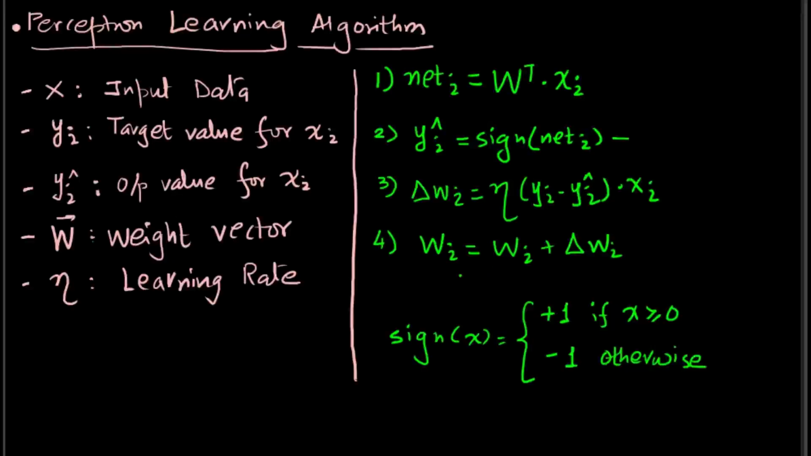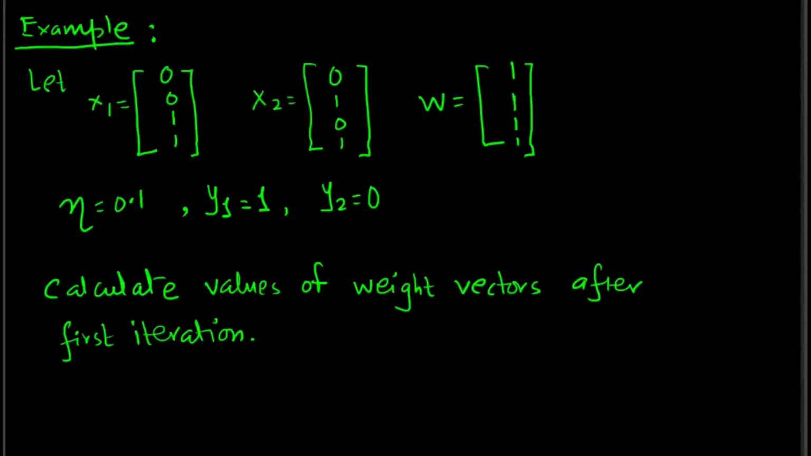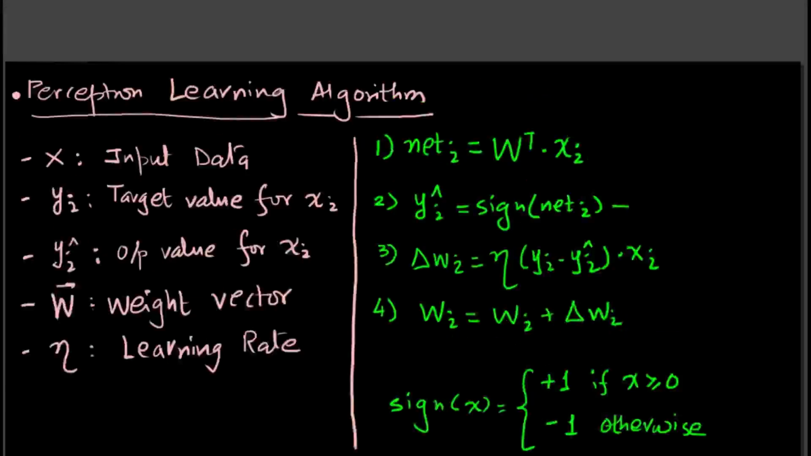Now let us see one example. Here we have two inputs, x1, which is a 4 by 1 vector, and x2, which is also a 4 by 1 vector. W is again a 4 by 1 vector where the initial weights are 1, 1, 1, 1, eta is 0.1, y1 is 1, and y2 is equal to 0. Now the problem is to calculate the change in the values of the weight vector after the first iteration. So let us calculate as per the steps of the learning algorithm.